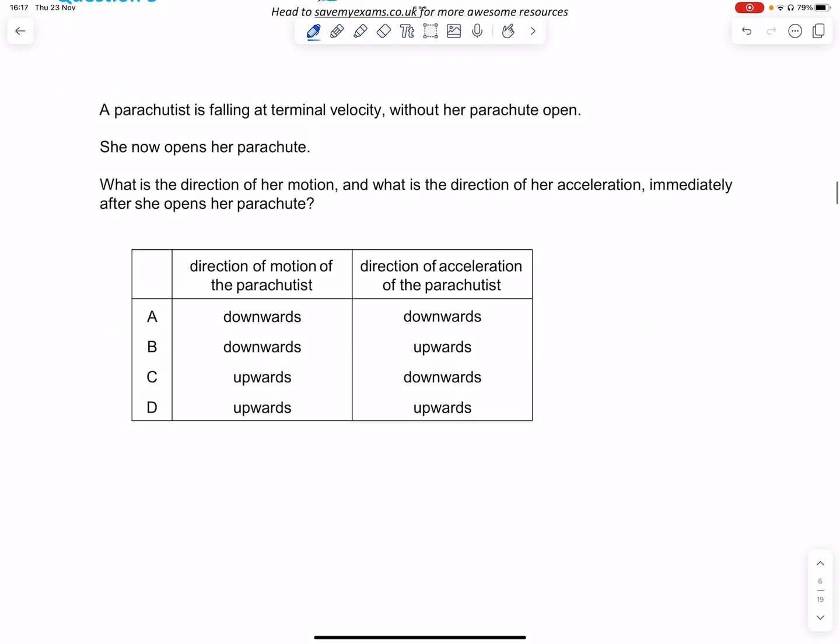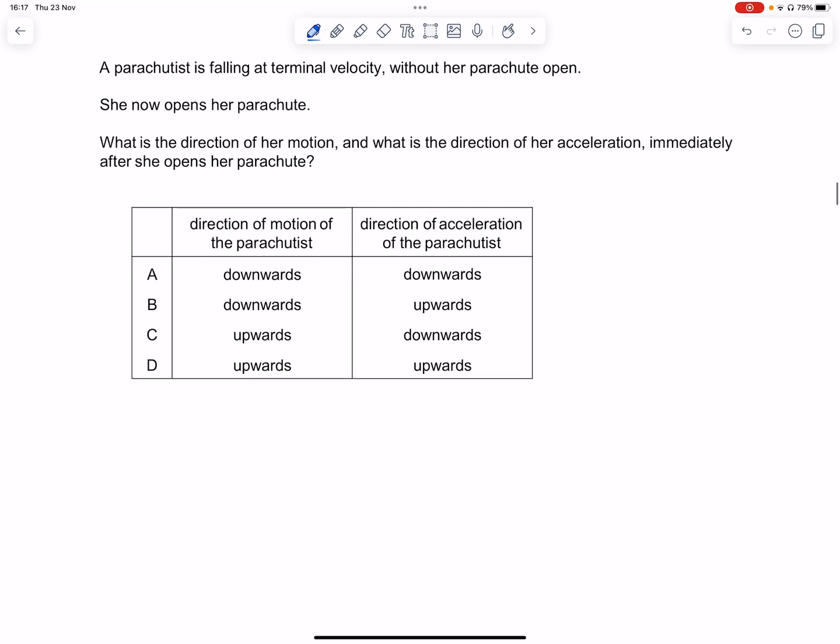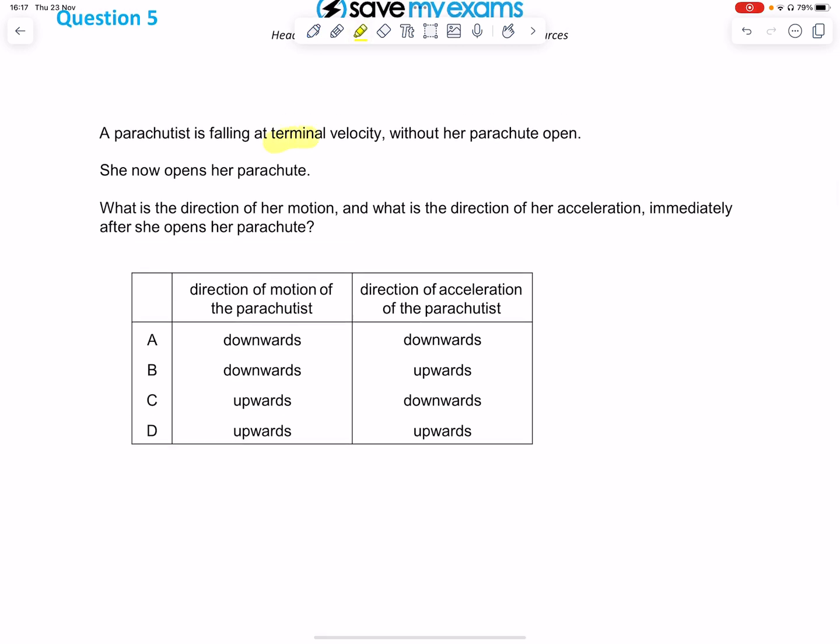Question number 5. Okay. A parachutist is falling down at terminal velocity without her parachute open. So we need to recognize the fact that the term terminal velocity over here means constant velocity. She now opens her parachute. What is the direction of her motion, and what is the direction of her acceleration immediately after she opens her parachute? So that, my friends, would be option B.